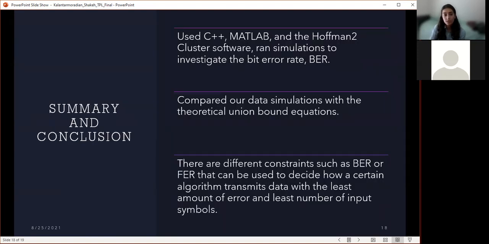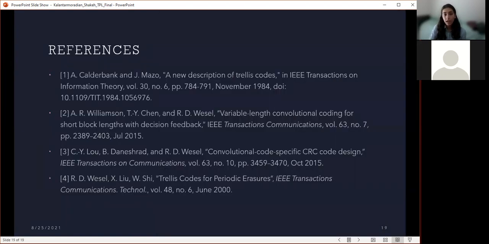And to conclude, we used C++, MATLAB, and the Huffman 2 cluster software. We ran simulations to investigate the bit error rate. We've used the previous literature to compare our data simulations with the theoretical union bound for the BER under puncturing. Our results have allowed us to choose an encoding scheme based on its overall advantages, which is the lower BER compared to other codes, with the same puncturing pattern and same SNRs, signal to noise ratios. And we conclude that there are different constraints such as bit error rate or frame error rate that can be used to decide how a certain algorithm transmits data with the least amount of error and least number of input symbols. And here are my references.